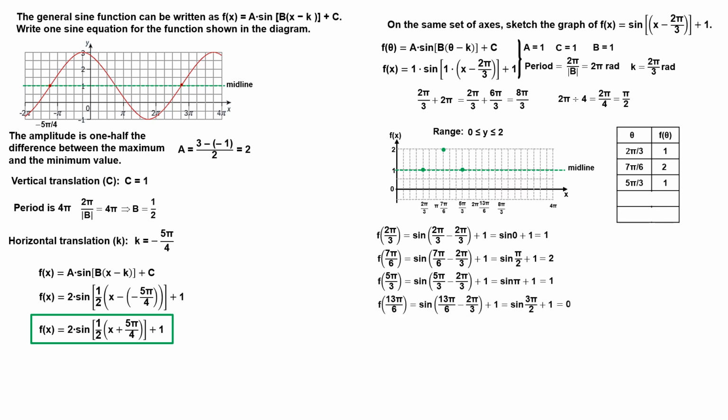Plot the 5 key points and connect them to obtain one cycle of the graph. Extend the graph in each direction to make it complete.